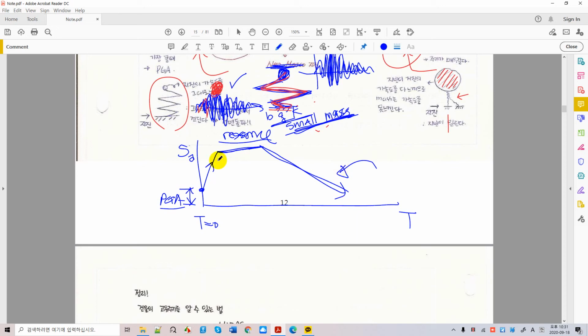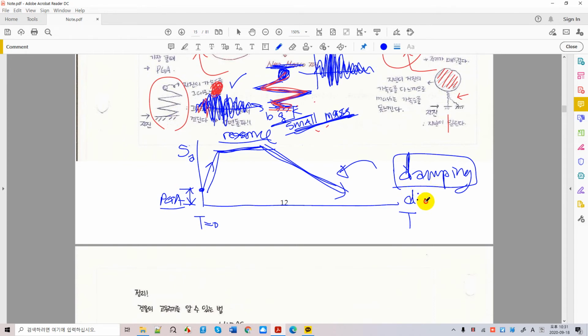Okay, so when you have this, I'm going to say one more thing. We have damping. We have damping in the building. Okay, damping is something that dissipates energy.